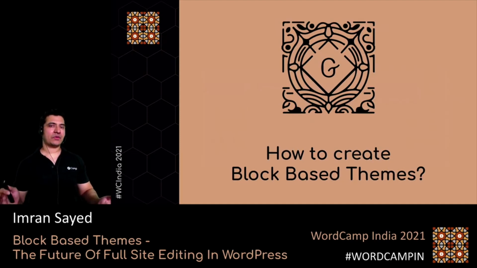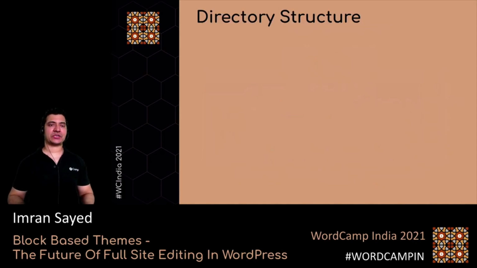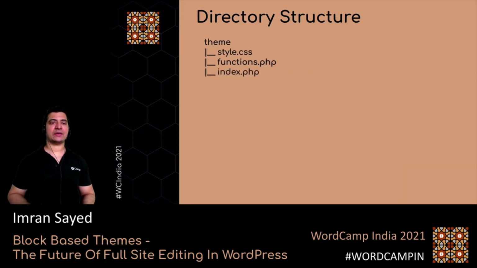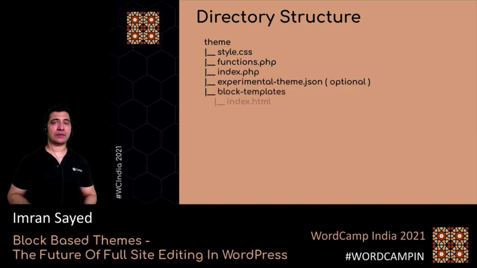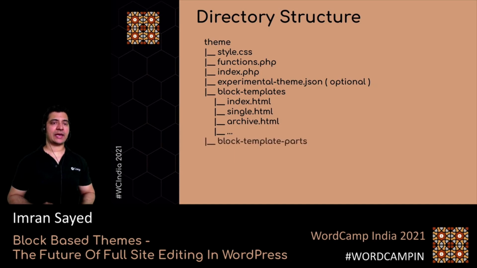Let's say if you're a developer, how easy, how simple is it to create the block-based themes, and what is it that's involved? What is this all about? So let's take a look at the directory structure. So you have the theme, you have your style.css, functions.php, index.php, then you have the experimental theme JSON file, block templates, inside of which I have got a couple of templates like index.html, single.html, archive, etc. Then you also have template parts like you generally have, but this will be HTML. So you have the header.html and footer.html that can be reused in multiple templates. And then you also have the sidebar HTML.